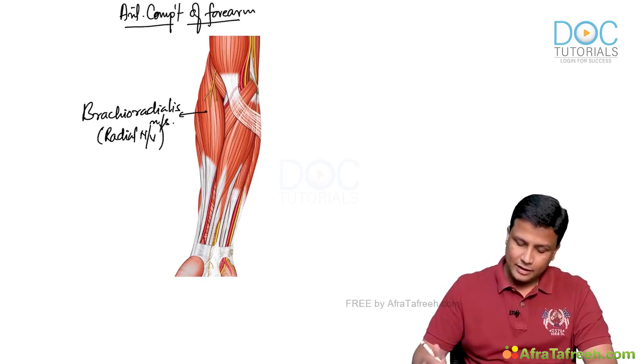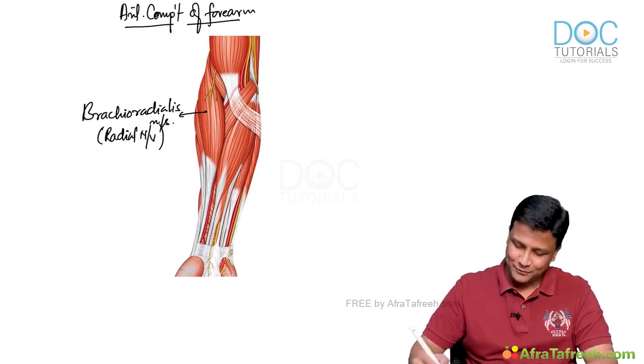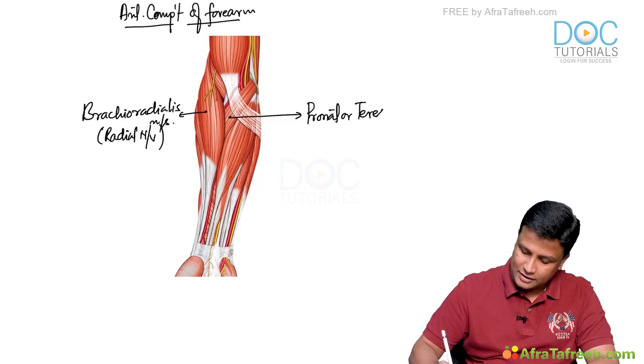If you just leave it, then which muscles are actually the muscles of your anterior compartment? Let's learn about them right now. First of all, this muscle here, guys, this one will be the pronator teres. This is the pronator teres muscle here.